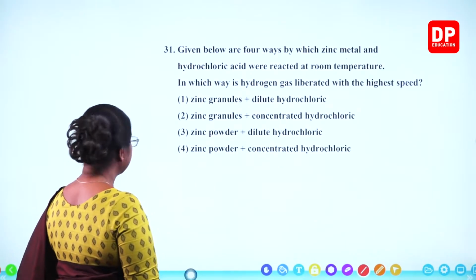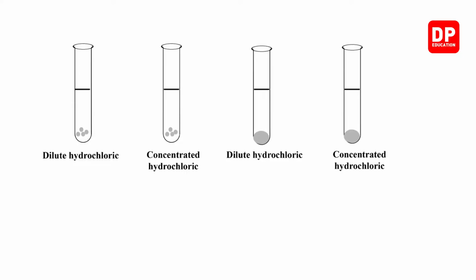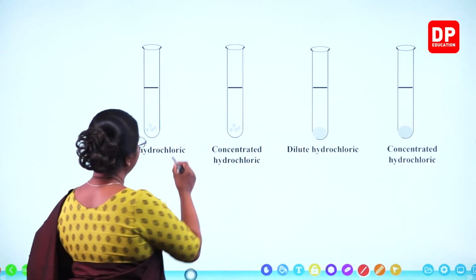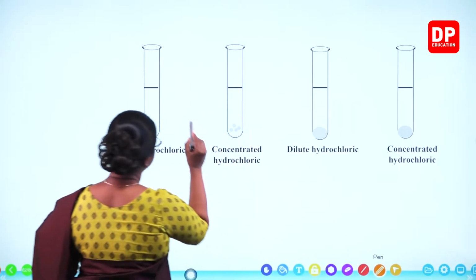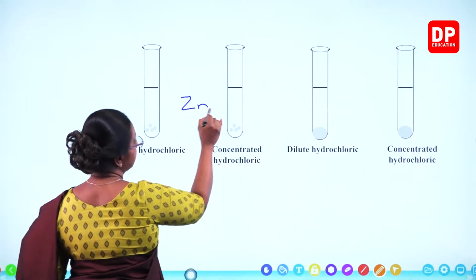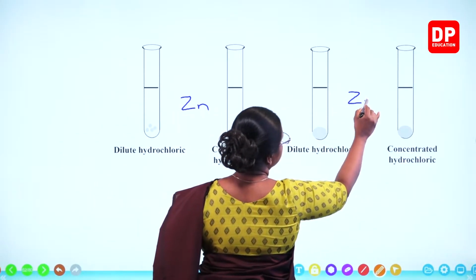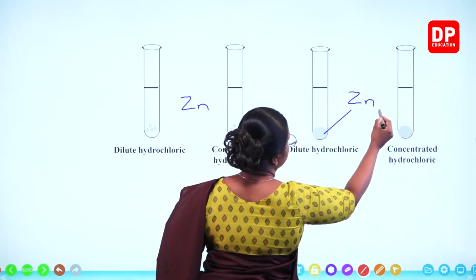Now we'll try to understand this. Here I have put some diagrams. In all these we have the zinc metal. Here we have zinc in all the test tubes.